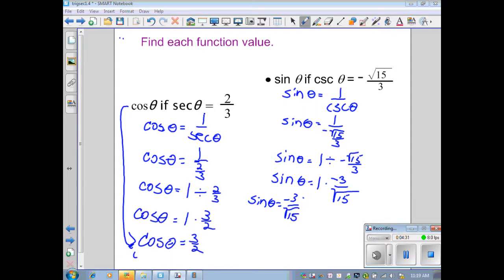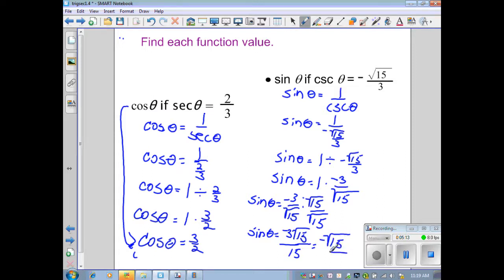But in this fraction, I have a radical in the denominator, which is not acceptable. So I have to rationalize, which means I multiply the top and bottom of my fraction by the square root of 15. I simplify, so sine theta is equal to a negative 3 square roots of 15 over the square root of 15 times the square root of 15, which is the square root of 225. But the square root of 225 is 15. One final simplification: a negative 3 over 15 is a negative 1 over 5. So my final solution is negative square root of 15 over 5.